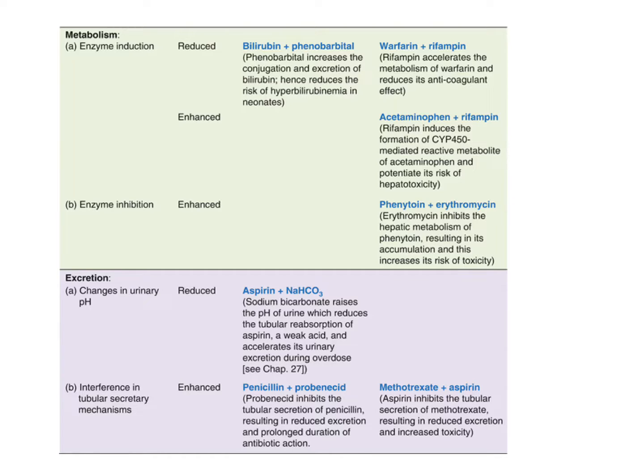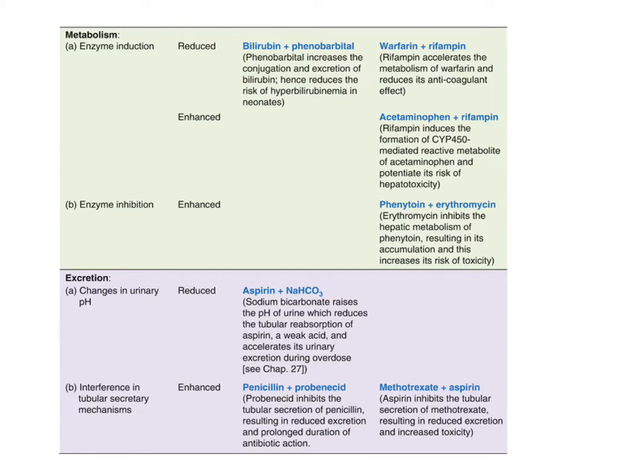Another example is penicillins and probenecid. Probenecid inhibits the tubular secretion of penicillin, and this leads to reduced excretion of penicillin, which prolongs the duration of antibiotic action.